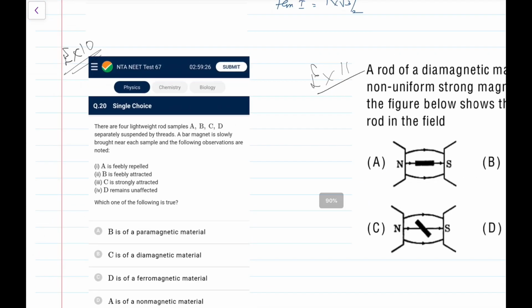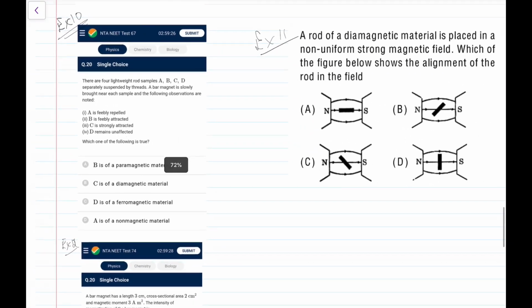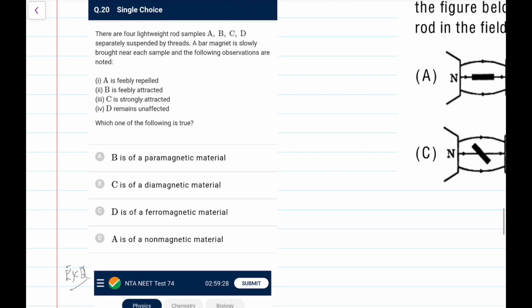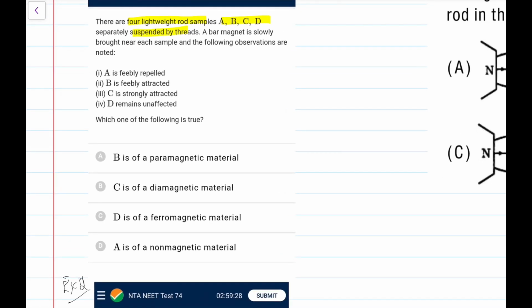Now these were the two questions. Now on the magnetic materials we are taking the first one. That's an easy one that you must have done. Four lightweight rod samples A, B, C, D are suspended by threads. A bar magnet is slowly brought near each sample and the following observations are made. A is feebly repelled. You know repulsion is done by diamagnetic material. So A is diamagnetic, so none of the options is given, so I know this is dia.